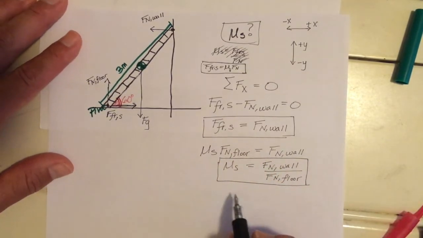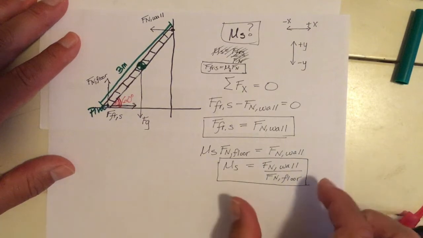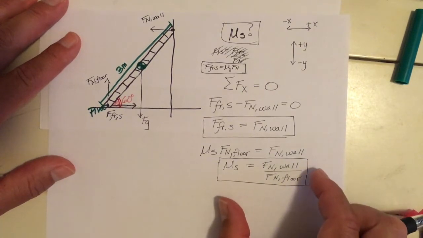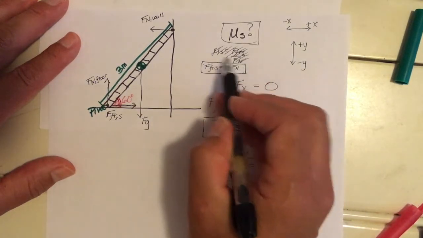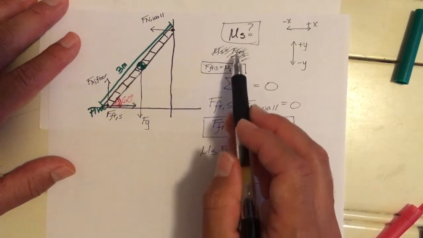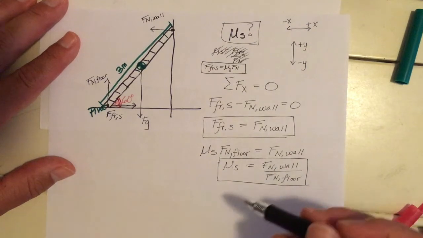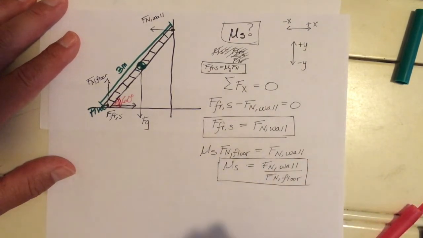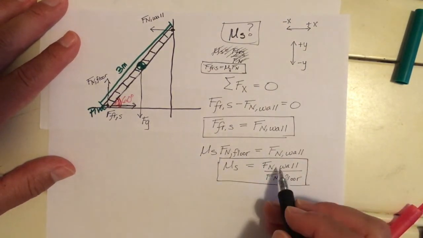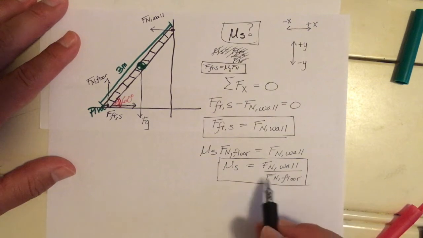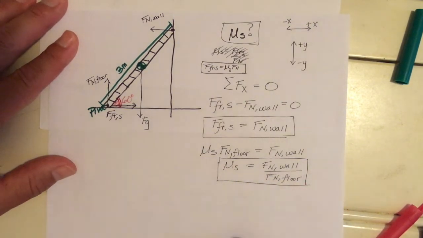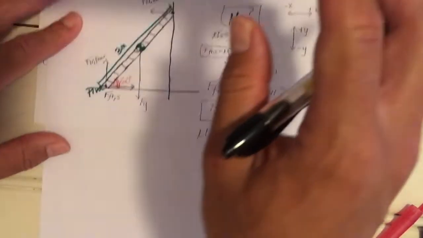So we're seeing that for this problem, this relationship holds true if the ladder is in equilibrium. This is true for any problem, and so is this, but that's for one surface. Okay, so great, a little bit of a tangent there. If we can find, using the y direction and the torques, Fn wall and Fn floor, I think we know mu s, and that's our goal here.